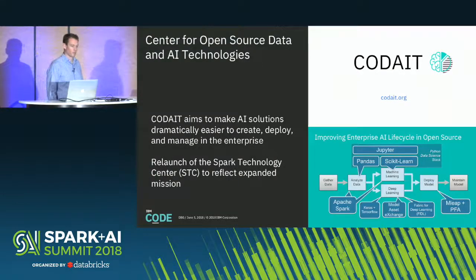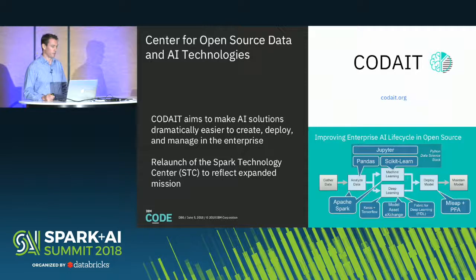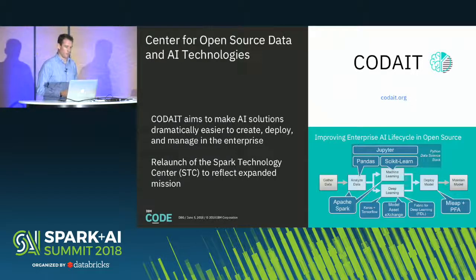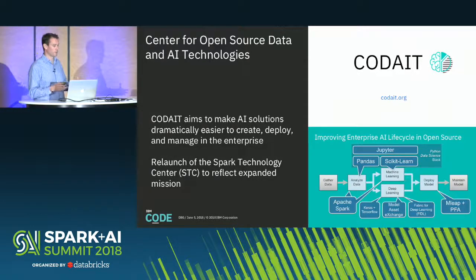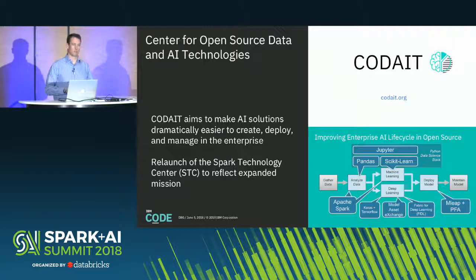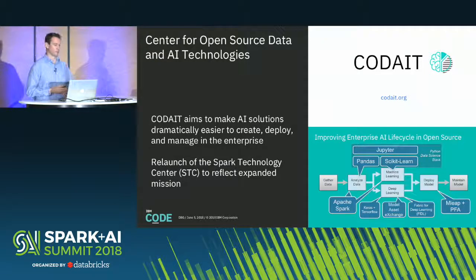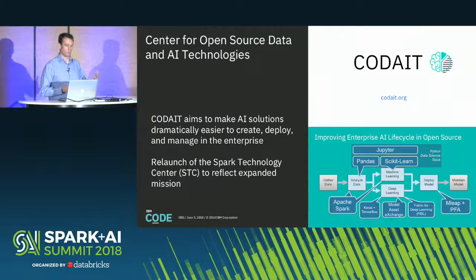So just quickly, a little bit about CoreML. It is the relaunch of the Spark Technology Center, so that's the team I joined at IBM a couple of years ago. And the mission of the center has been expanded from Apache Spark and the surrounding ecosystem to encompass the end-to-end enterprise machine learning and AI lifecycle. So that includes the Apache Spark ecosystem, as well as the Python data science stack and deep learning frameworks, and a couple of recent projects that we've released, the Model Asset Exchange and the Fabric for Deep Learning. So I encourage you to go check out codea.org, where there's more information about those projects.